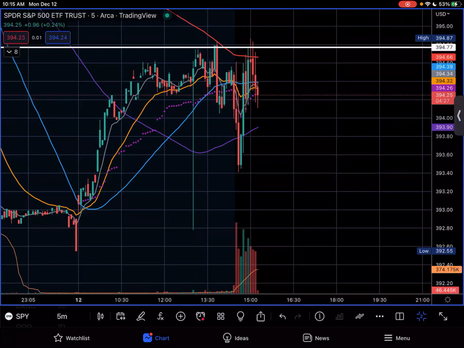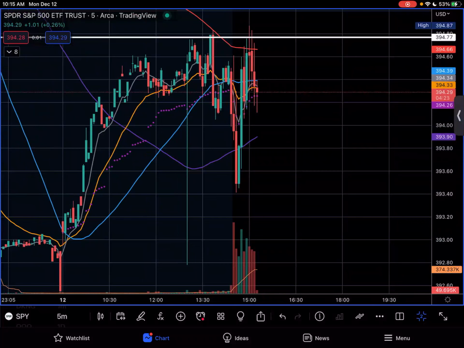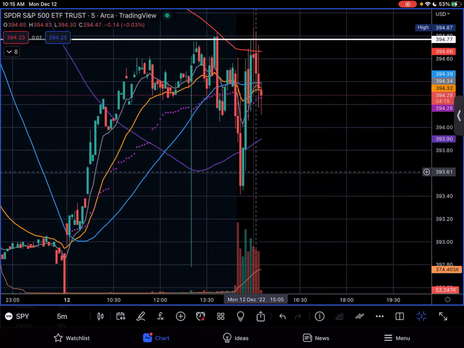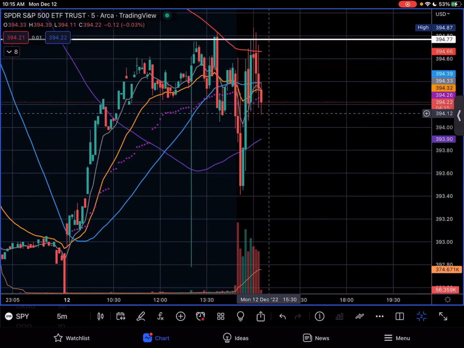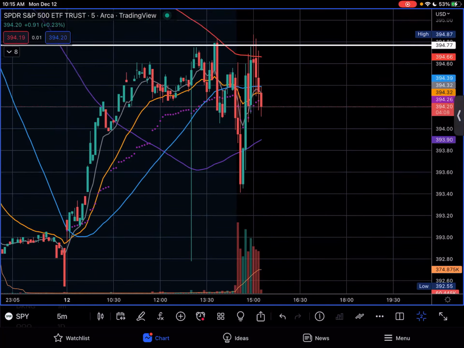All right, we're kind of breaking down. We're trying to break down here. That was another solid close on the 5-minute candle. We did close above VWAP, but it rejected pretty hard at this 200. Starting to break below VWAP now. So it's looking good for the puts.